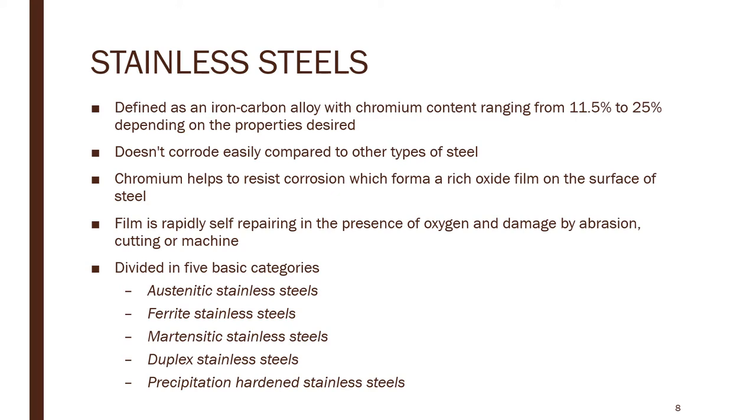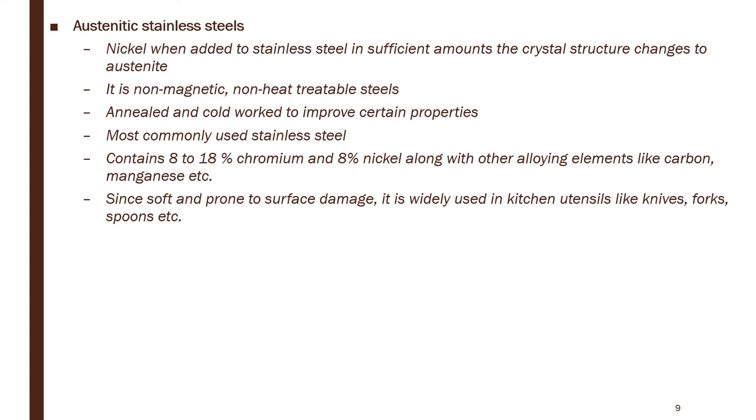So stainless steels are mainly divided into five basic categories: austenitic stainless steel, ferritic stainless steel, martensitic stainless steel, duplex stainless steel, and precipitation hardened stainless steel. We'll see them one by one. The first one is austenitic stainless steel. All these categories are named based on the microstructure formed, like austenite, ferrite.